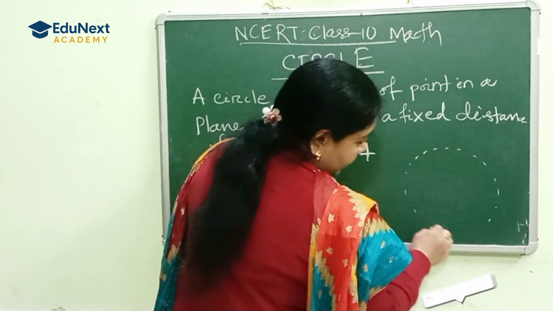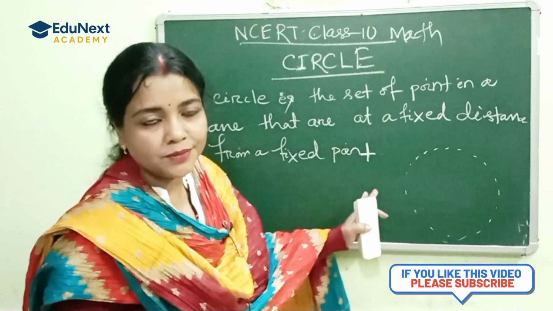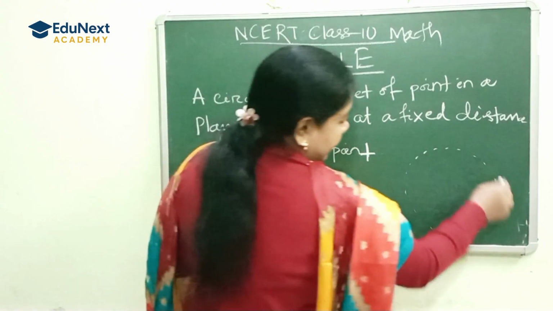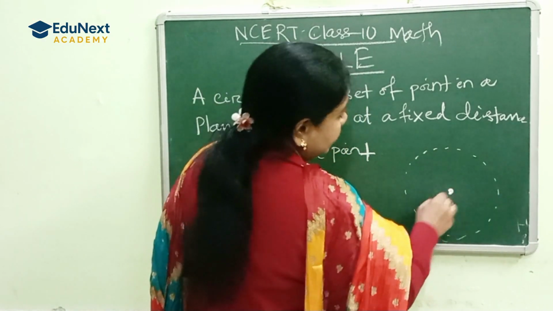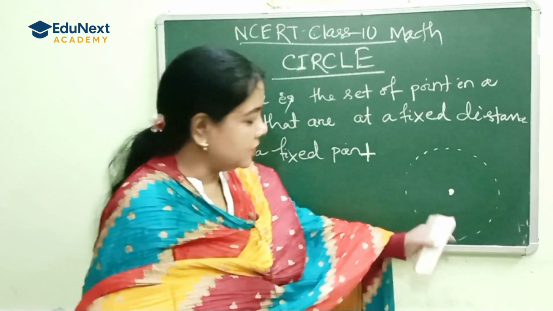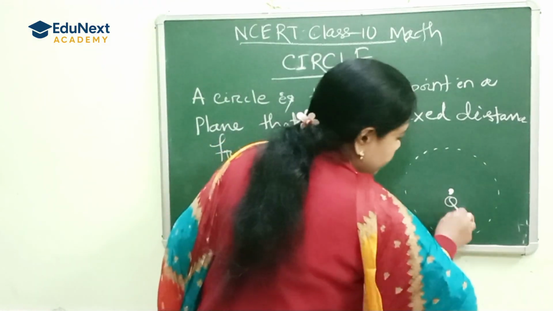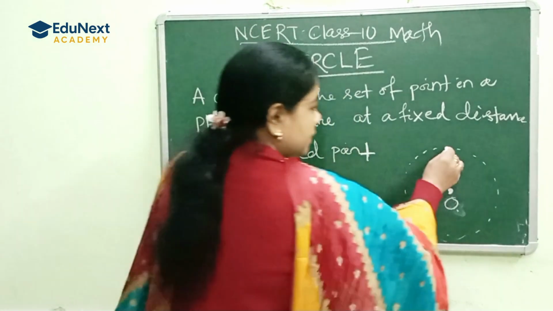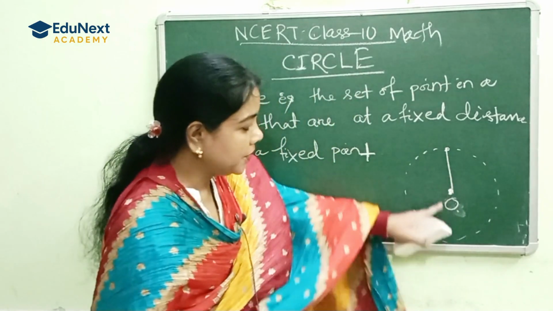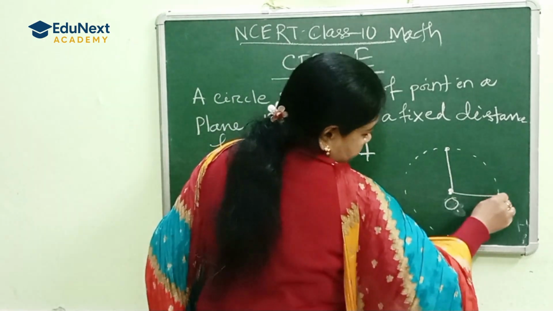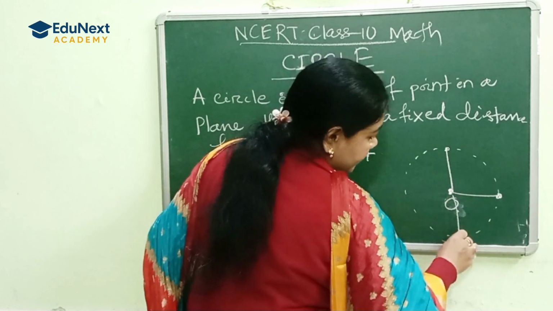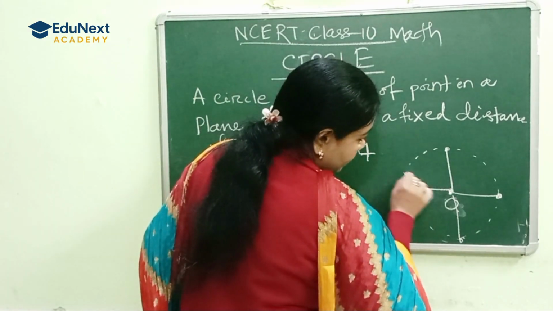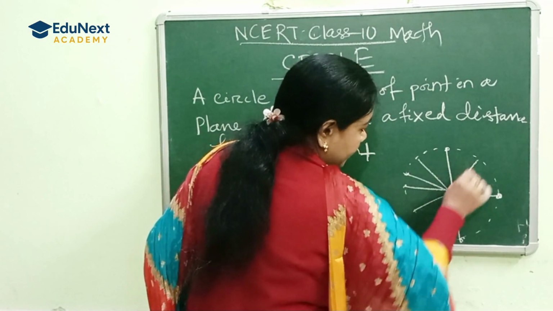Now a circle is a set of points. Do I know a circle from childhood? So this is not a line. This is a set of points, and these points are equidistant. If you consider a point, for example O, the distance between this point and the center point is equal to the distance between this point and the center. Similarly, every 360 degrees you go, all the points are equidistant from the center point.